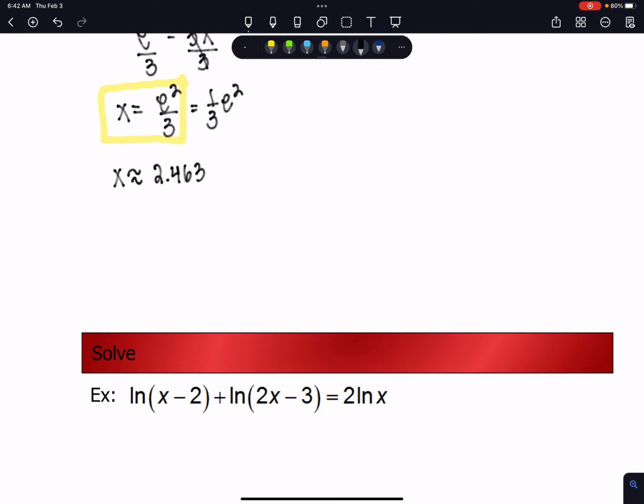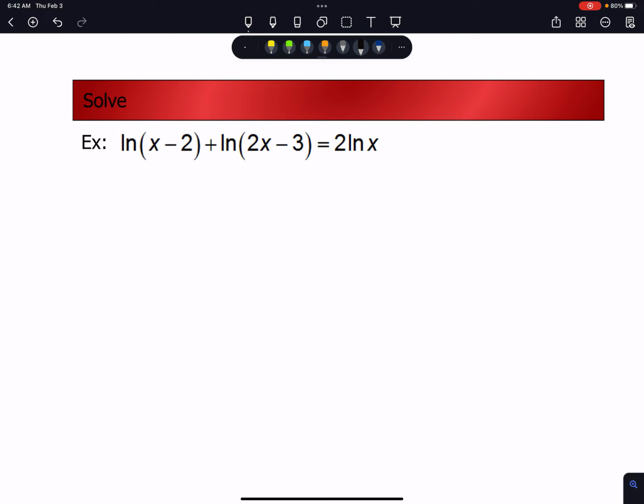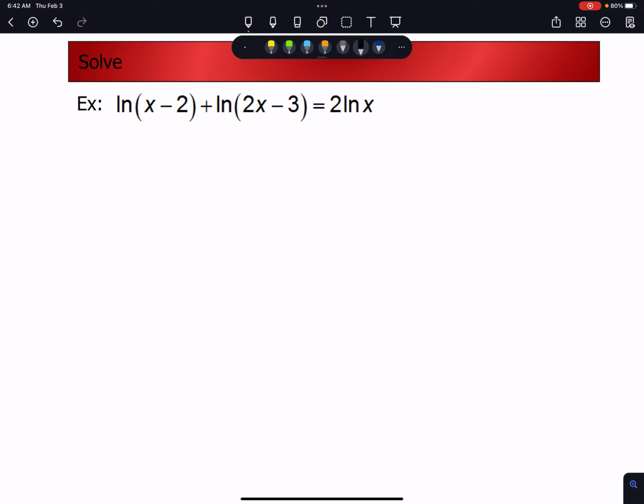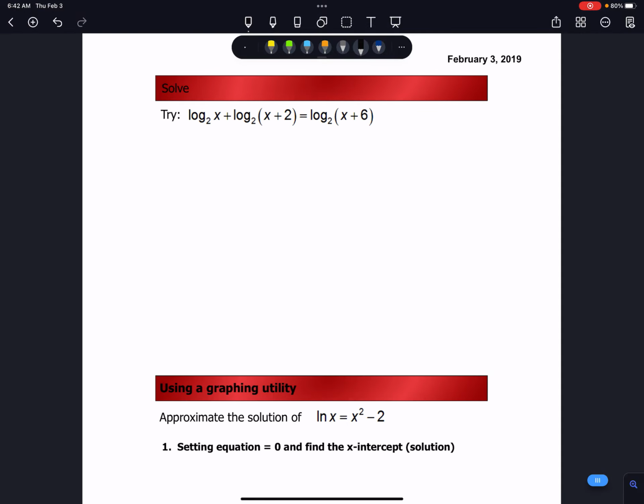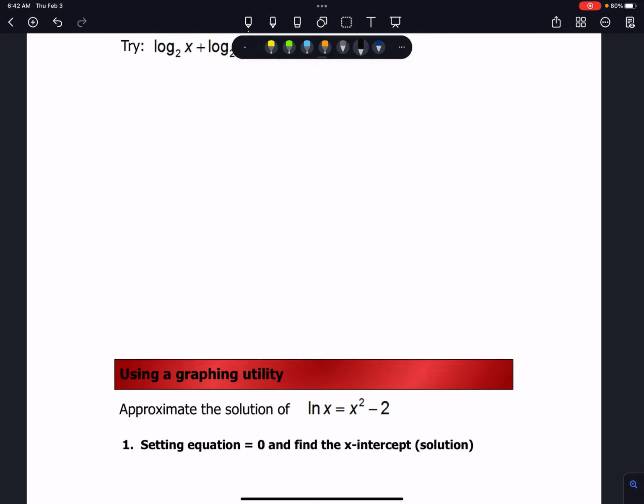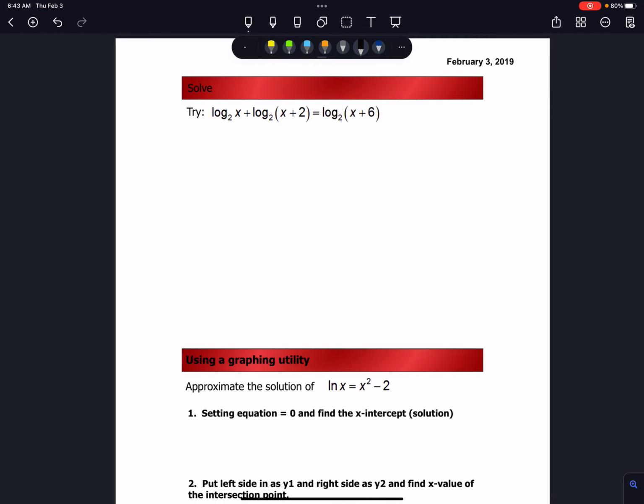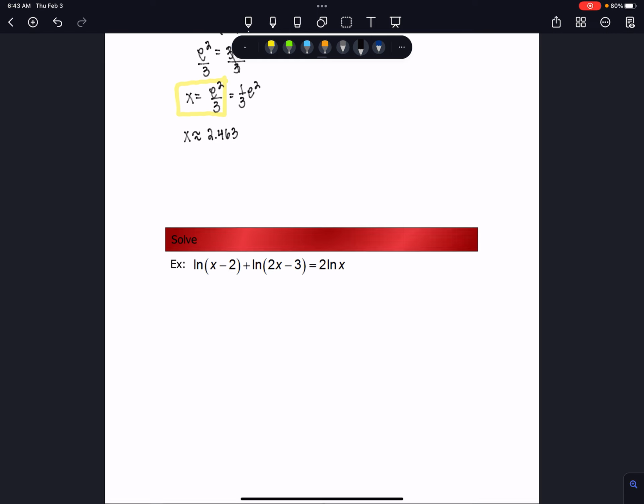Excellent. So now we're going to have a little bit more complicated logarithmic problems. So I'm going to make another video with this example and then this try, and then we'll be using our graphing utility most definitely. So the next video will conclude our series of lessons on solving exponential and logarithmic equations.